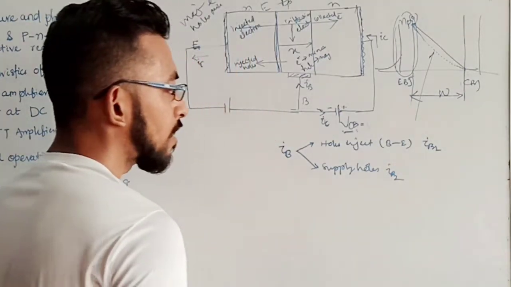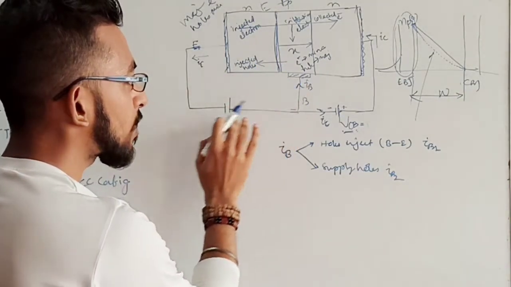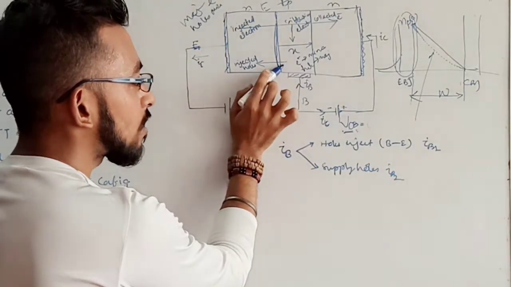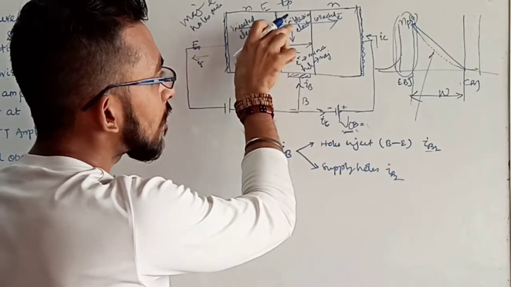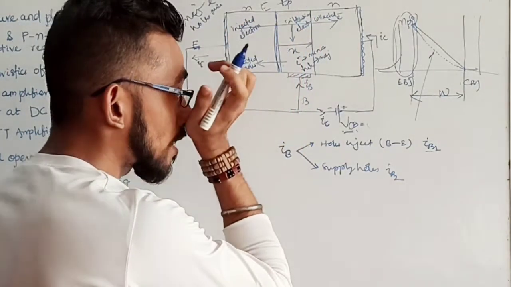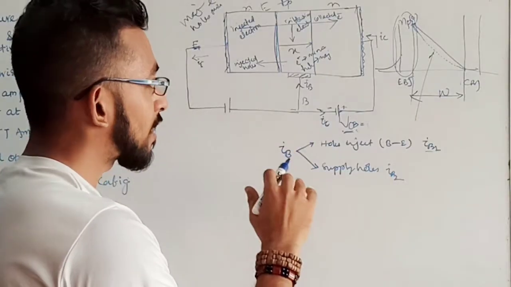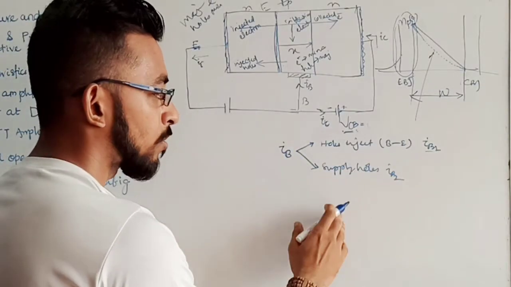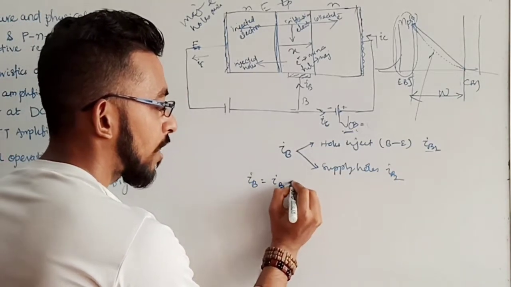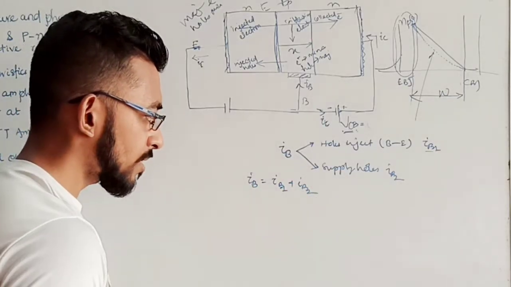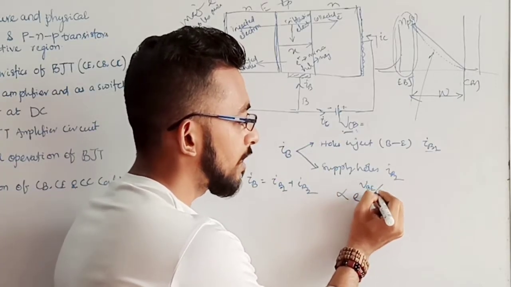So what are the two components? One is holes that are injected from base to emitter. That is not because of the external circuit. Because of this injection of holes from this side to this side, that gives a current IB1. And as electrons move from base to collector, they recombine with holes. That means the number of holes is decreasing, so to maintain that equality we have to supply that many holes again. Because of that, IB2 comes. So my total IB is nothing but IB1 plus IB2. Both IB1 and IB2 are proportional to e to the power VBE upon VT.